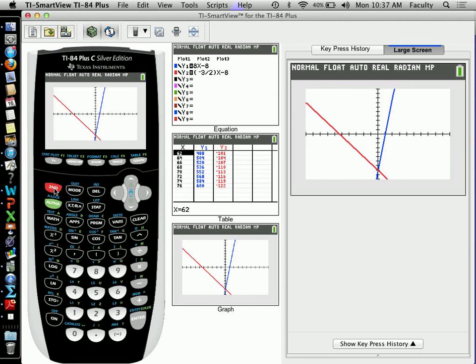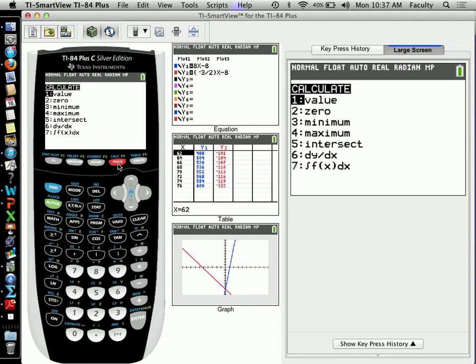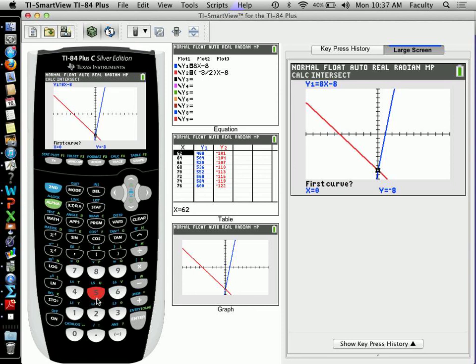But here we go. Press second, trace. Again, second, trace. And we're looking for the intersection, aren't we? That's number 5. So press 5. And it says first curve, you press enter. Second curve, enter. If your flashing cursor is far away from where they're intersecting, you use your arrow buttons and get closer. Ours looks like it's on top of it. And so look, it'll find the intersection for me at 0, negative 8.